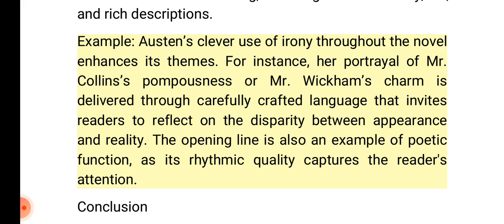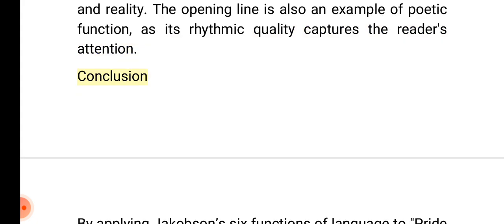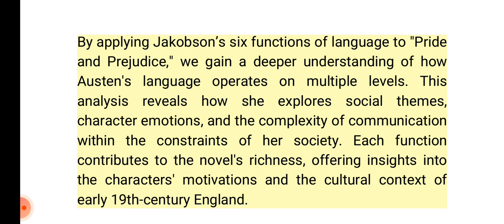Conclusion. By applying Jakobson's 6 functions of language to Pride and Prejudice, we gain a deeper understanding of how Austen's language operates on multiple levels. This analysis reveals how she explores social themes, character emotions, and the complexity of communication within the constraints of her society. Each function contributes to the novel's richness, offering insights into the characters' motivations and the cultural context of early 19th century England.